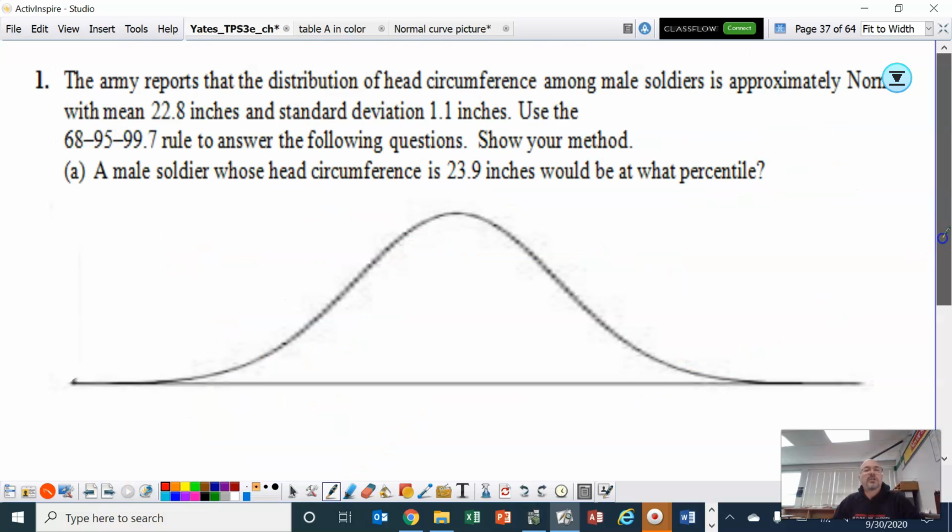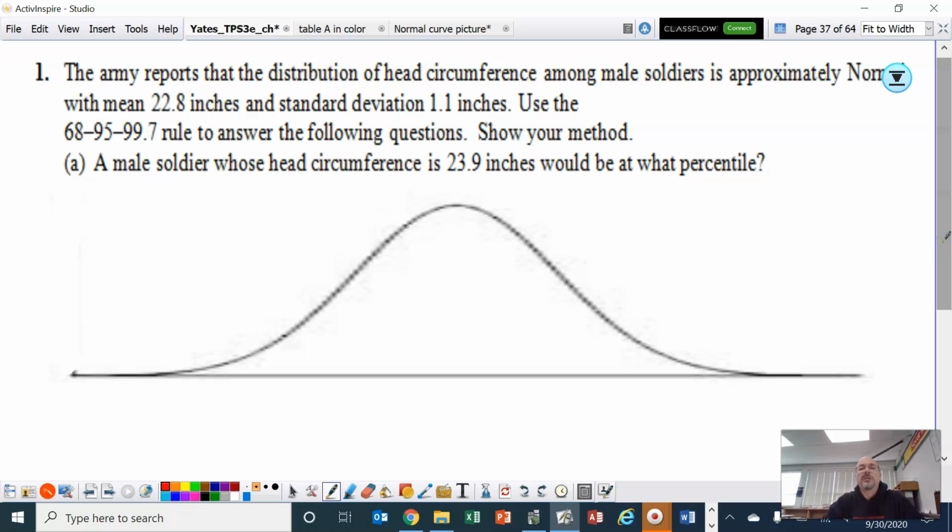So in this situation, the Army reports that the distribution of head circumference among male soldiers is approximately normal, with a mean of 22.8 inches and a standard deviation of 1.1 inches. Use the 68, 95, 99.7 rule to answer the following questions. Show your method.